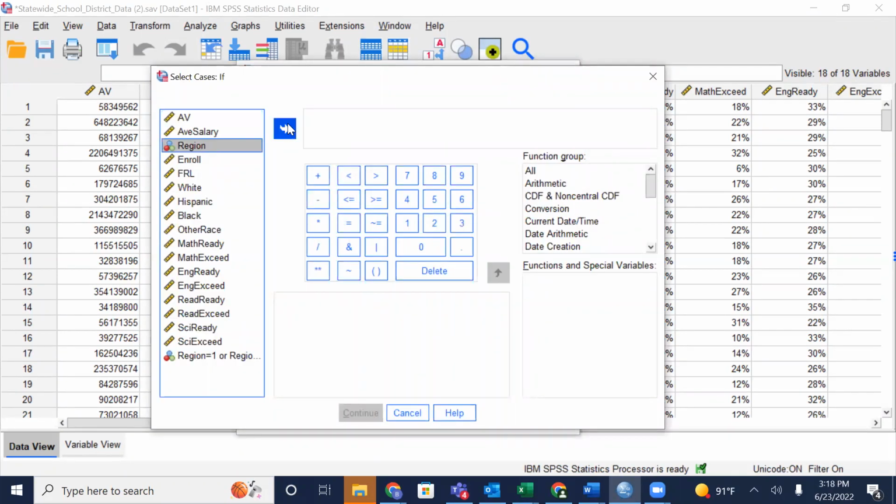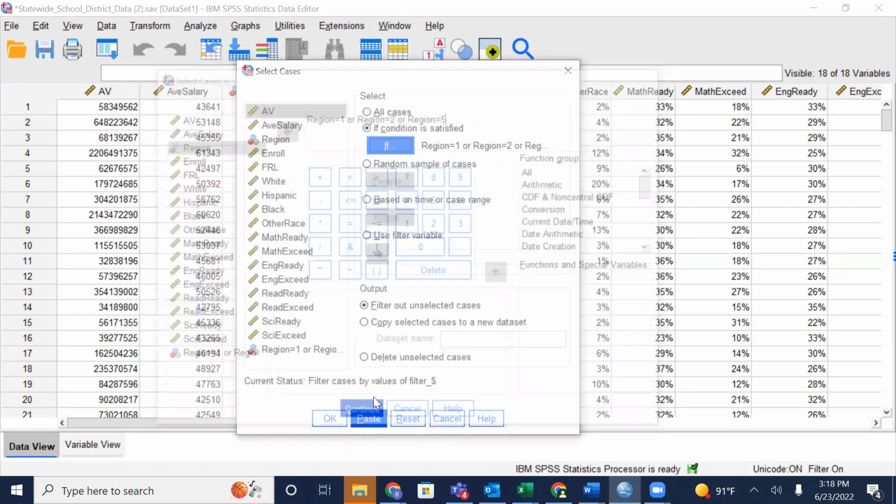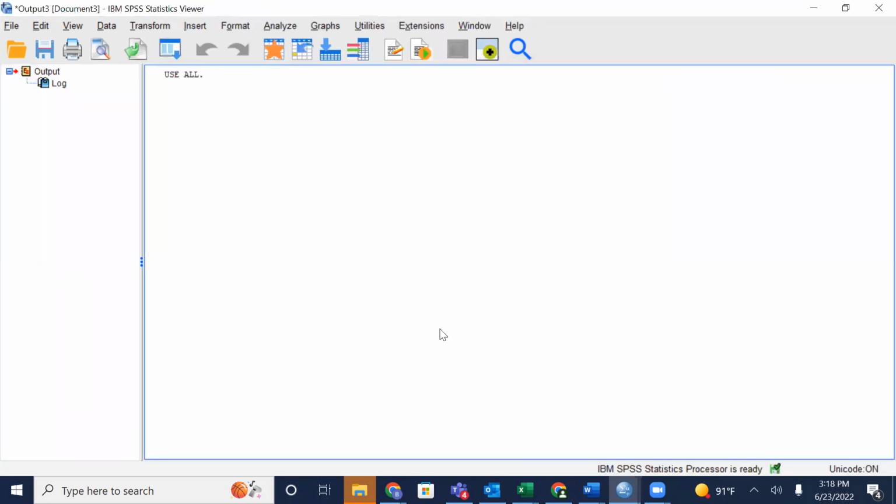So I'm going to move region over here. If region equals 1, I'd like it included, or if region equals 2, I'd like it included, or if region equals 5, I'd like it included. Okay, I think that looks good. I'm going to hit continue, and then okay.